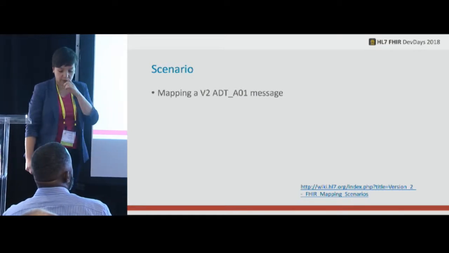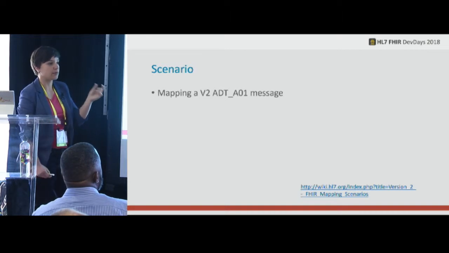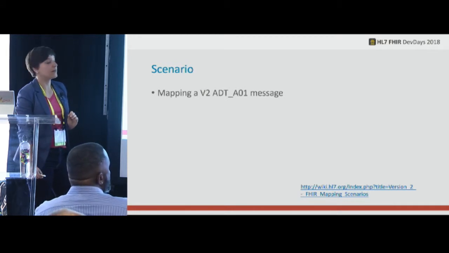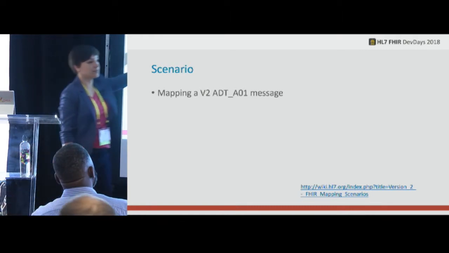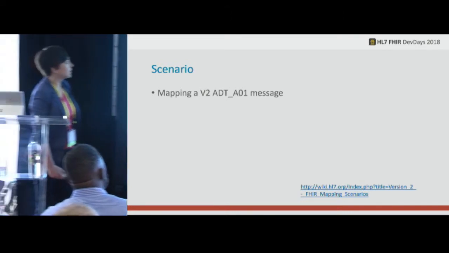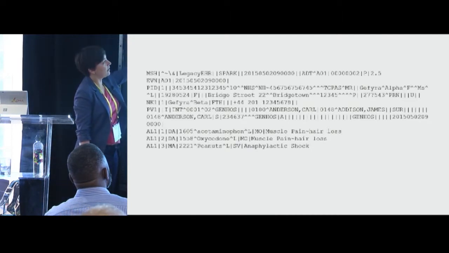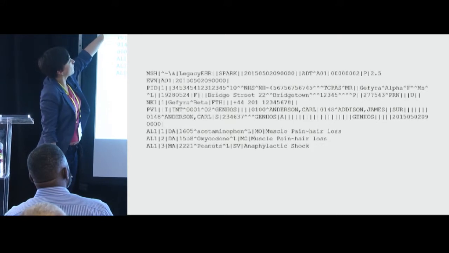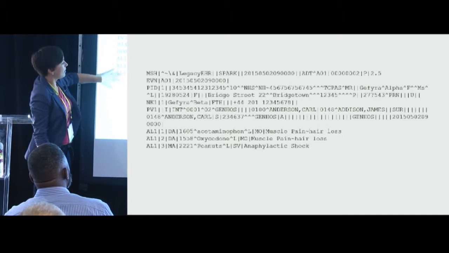So the scenario we want to look at today is a very simple one, just one that I picked out of the many scenarios that we would find. And it's mapping an ADT A01 message to FHIR. Those of you who are familiar with V2 will recognize this as an inpatient encounter admission event. So this is what it looks like. We do have a classic ADT A01 message with a message header, information about the event, patient demographics in the PID segment, next of kin information, patient visit information, and a couple of allergies.